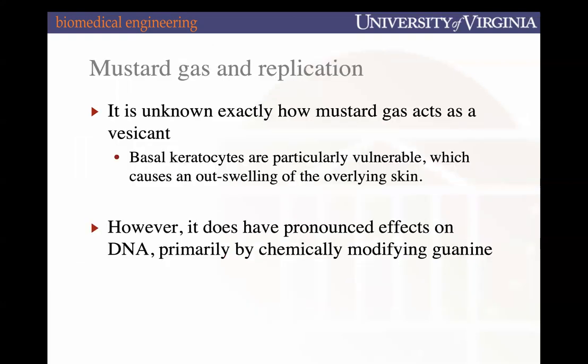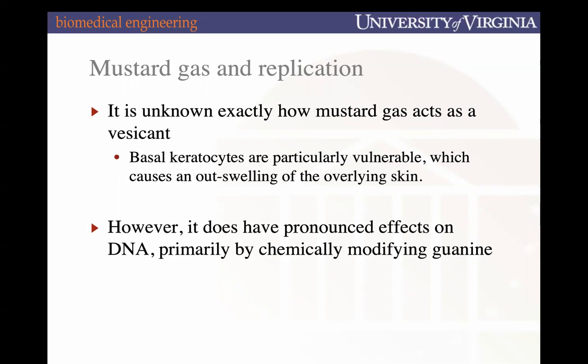All right, so now we're going to solve mustard gas. So we described before how mustard gas is a vesicant. It's a blistering agent. We don't quite know how it's a blistering agent, but what we do know is that the keratinocytes within our skin are pretty vulnerable to this effect. And so it creates this blistering effect.